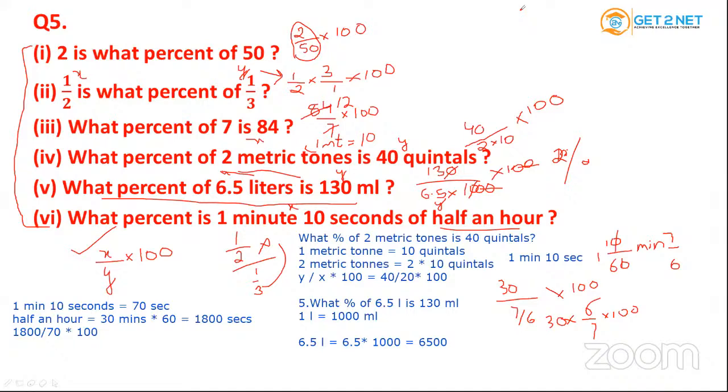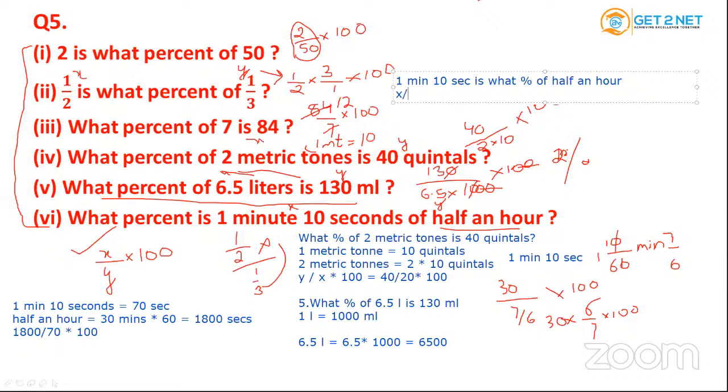Now, if I ask you one question, I've missed that question, but the solution is there. 1 minute 10 seconds is what percent of half an hour? Now say the answer. What will be the answer? Ma'am, X upon Y multiplied by 100 will be the formula here. Do it and give me the answer.